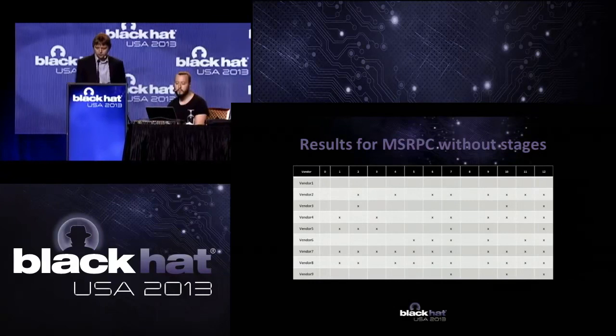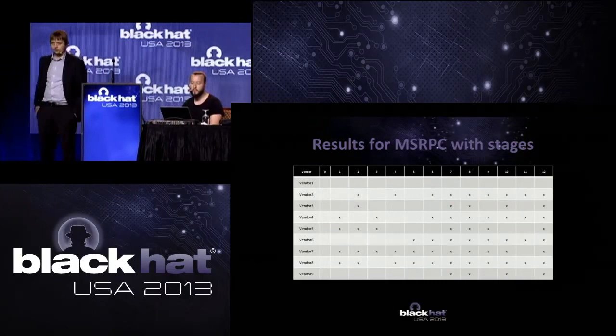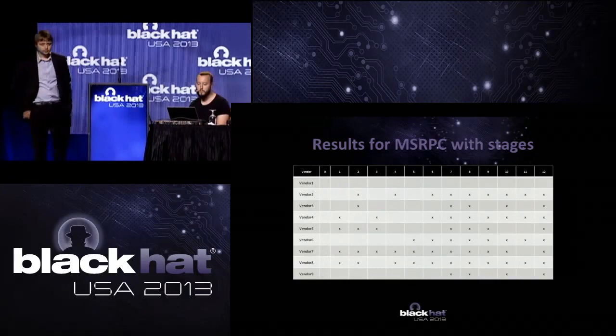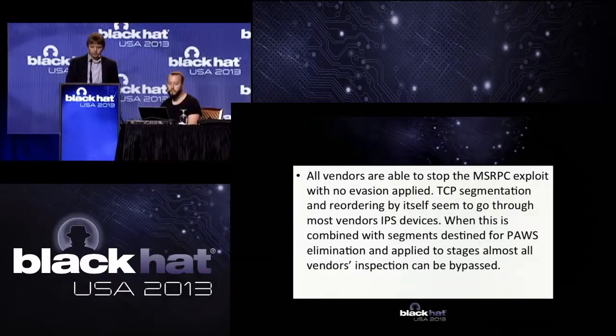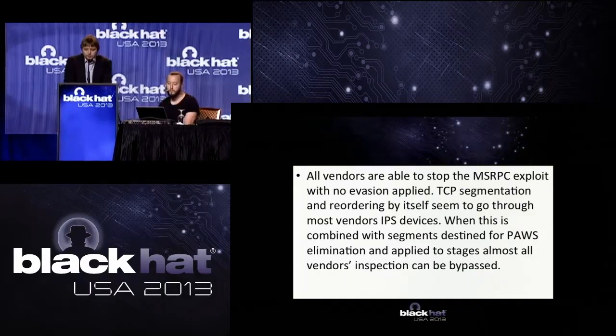Then if we use the MSRPC exploit stages, there are going to be a couple more failures. So if we target deviations to critical paths, it's going to be more effective. All the vendors are able to stop the MSRPC exploit without any evasions applied. TCP segmentation and reordering by itself seems to go through most vendors. And when we do something like path elimination, almost every IPS device is bypassed.